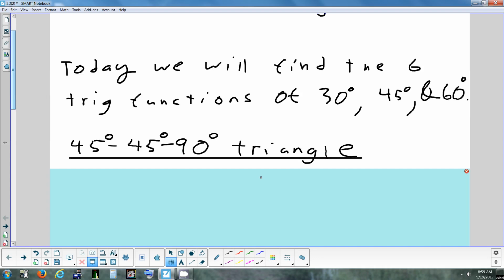All right, so we're going to start off by looking at the 45, 45, 90 right triangle. If you already know it from geometry, that's great. If you don't, that's fine too. We're going to go through it right now.